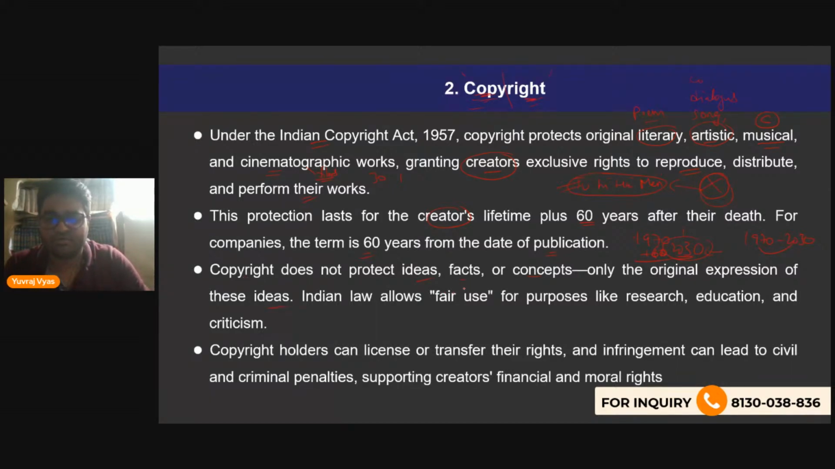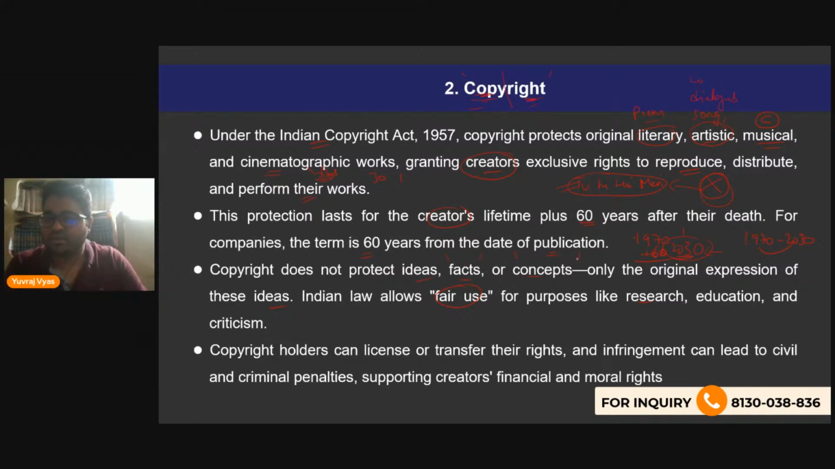Indian laws allow fair use for purposes like research, education, and criticism. So, a mere idea, like I think the moon is spherical, or I think there are 9 planets in the solar system. What are these? These are mere ideas or facts. The sun rises in the east and sets in the west. What is this? This is a fact. Everyone knows it. So, you can't get a copyright over such things. Or concepts.